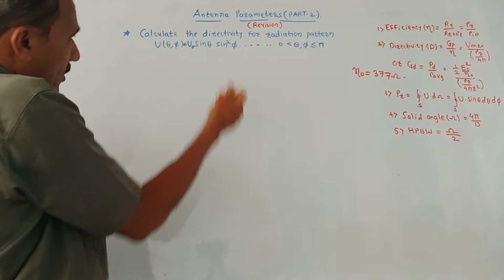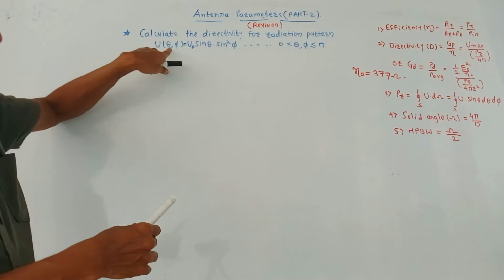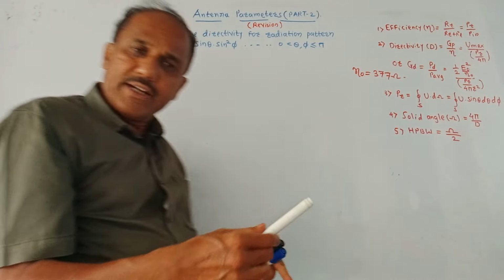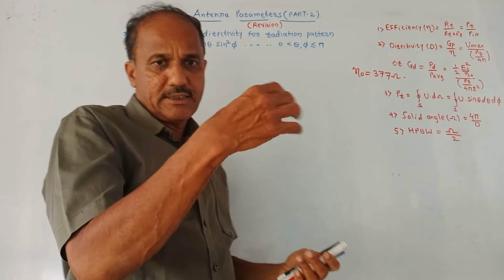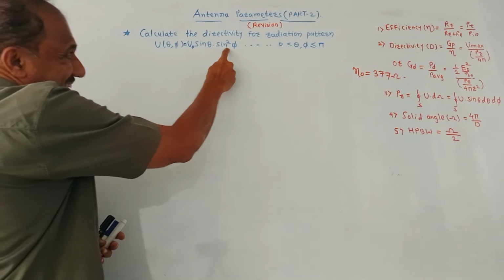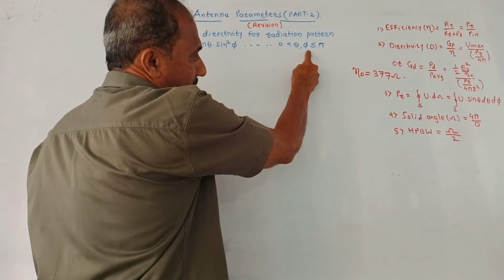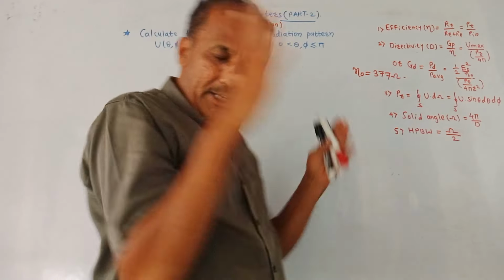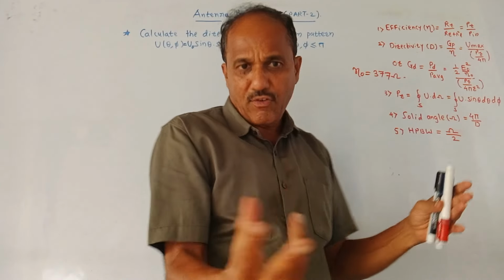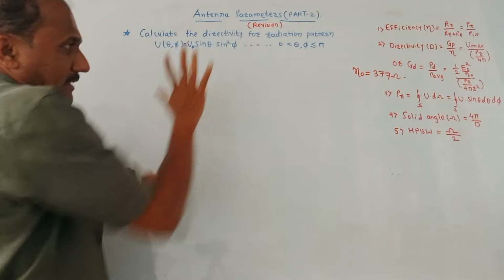Now let us solve one numerical. Calculate the directivity for radiation pattern U(theta, phi). This indicates that the radiation intensity U is a function of theta and phi coordinates, which is given as U0 sine theta sine square phi, where theta and phi are between 0 and pi. It means that both theta and phi vary from 0 to pi. We have to calculate the directivity.